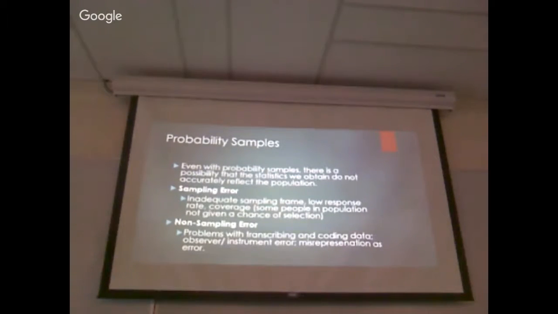Even with probability statistics, there's a possibility that the statistics do not accurately reflect the population. That's going to be just about every sample I've ever taken on this campus when I've been working on strictly theoretical research.